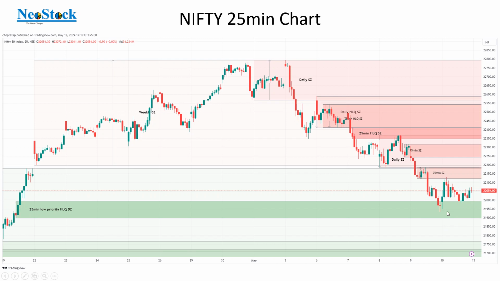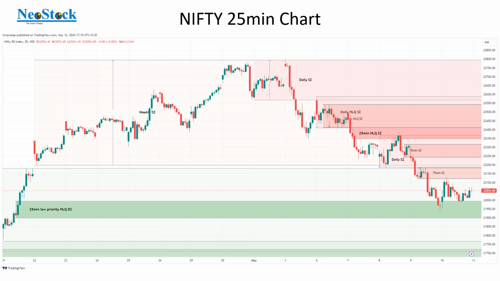Probably tomorrow one of these zones has to be violated. Either the 25 minutes low priority or the 75 minutes supply zone, one has to be violated. It may be in tomorrow's trading session or maybe Tuesday's trading session. If none of these zones are violated tomorrow, mostly Nifty will be moving within this range only. Please remember, there won't be much movement except between the 25-minute zone and the 75-minute zone. If one of these zones is violated, Nifty will have a wide range.